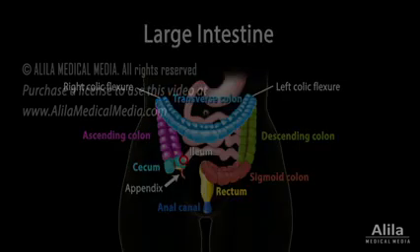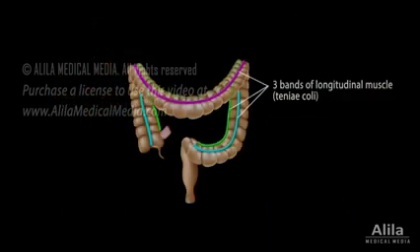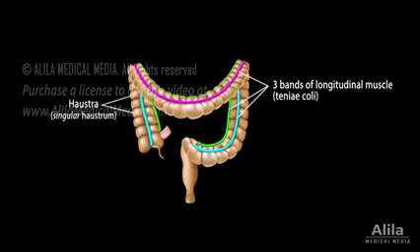sigmoid colon. The wall of the large intestine is composed of the same four layers as the small intestine, but there are major differences. Firstly, there are no circular folds or villi, only intestinal crypts. Secondly, the longitudinal muscle layer does not cover the whole diameter of the colon, but exists as three ribbon-like bands that run along its length. Tonic contractions of these bands bunch up the colon into pouches called haustra, giving it a segmented appearance.